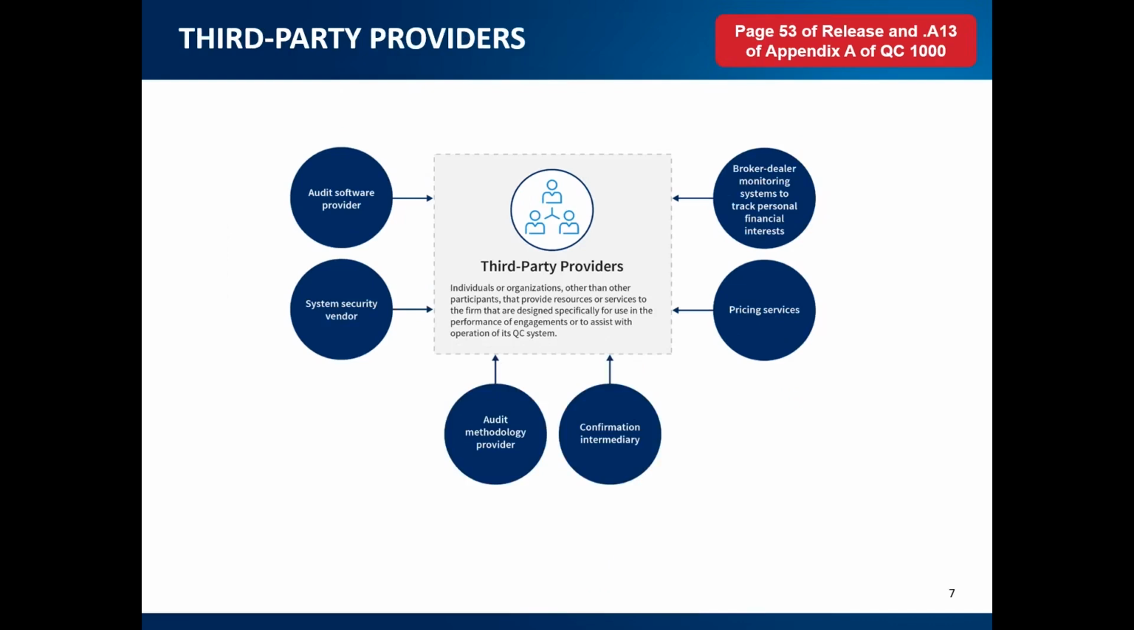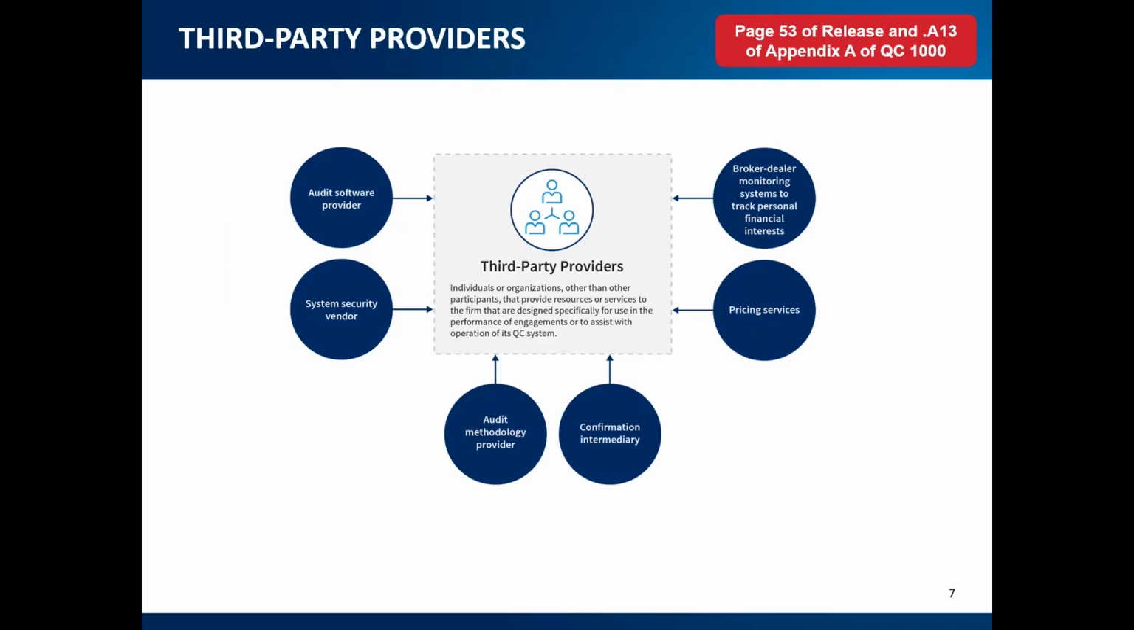Third-party providers are defined as individuals or organizations, other than other participants, that provide resources or services to the firm that are designed specifically for use in the performance of engagements. For example, purchase methodologies, related templates, and IT applications, or to assist with the operation of its QC system. For example, broker and dealer monitoring systems to track personal financial interest of firm personnel. Some other examples include audit software provider, system security vendor, and a confirmation intermediary.